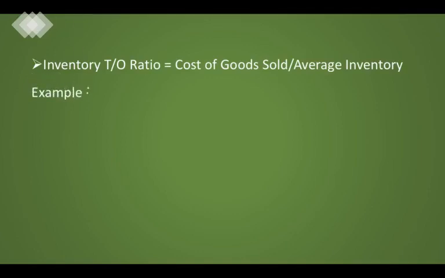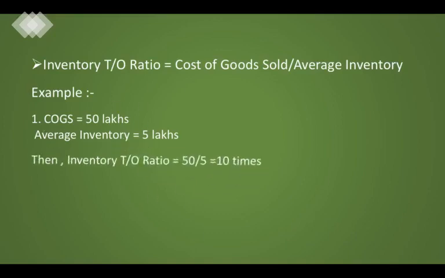Suppose your cost of goods sold is 50 lakh rupees. Cost of goods sold is 50 lakh rupees and your average inventory is 5 lakh rupees. So as per the formula, when we'll apply the formula of inventory turnover ratio, which is 50 divided by 5, it will come to 10. So we can say our inventory turnover ratio is 10 times over here, correct?